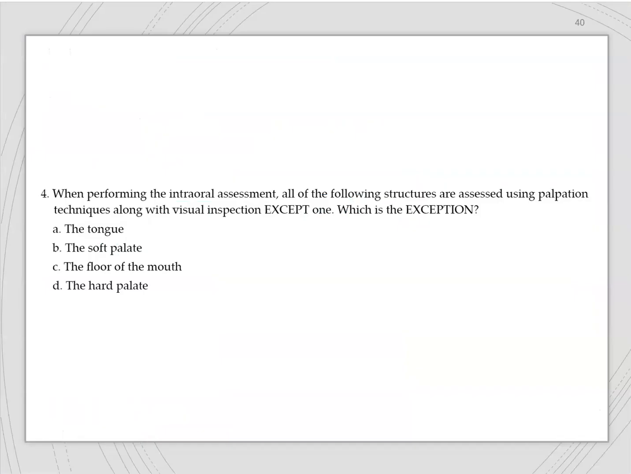So here's a question. When performing the intraoral assessment, all of the following structures are assessed using palpation techniques along with visual inspection except one. Which is the exception?